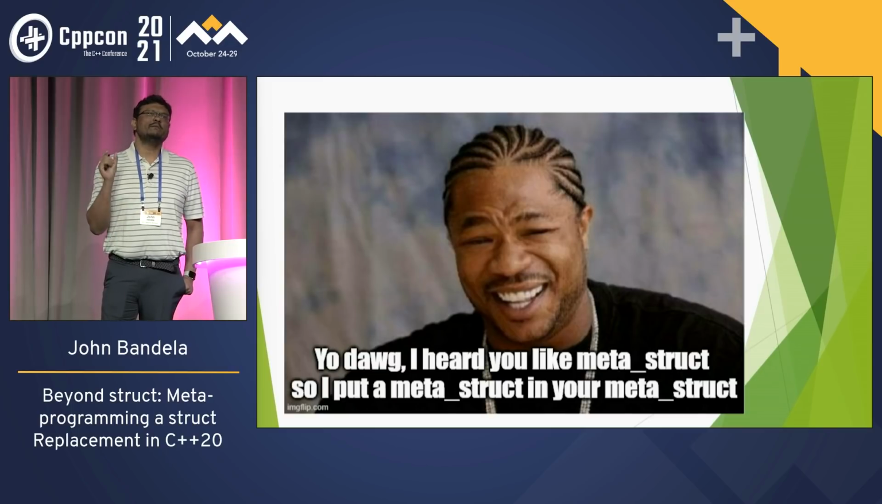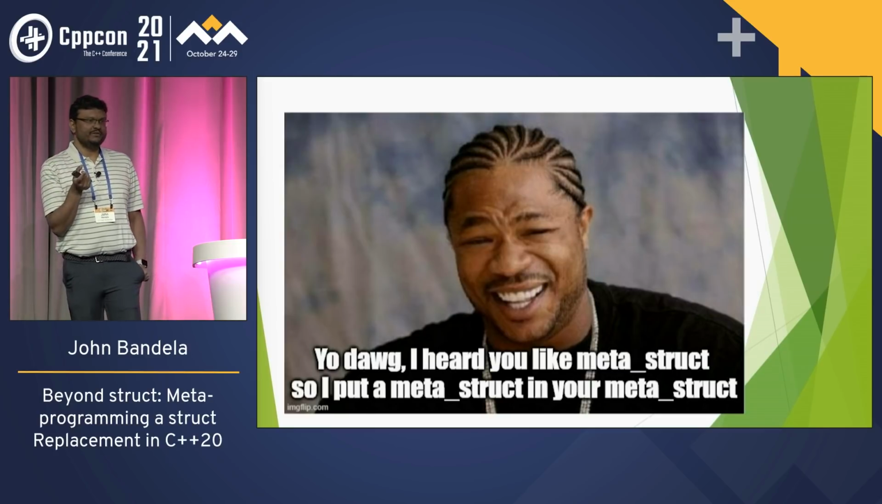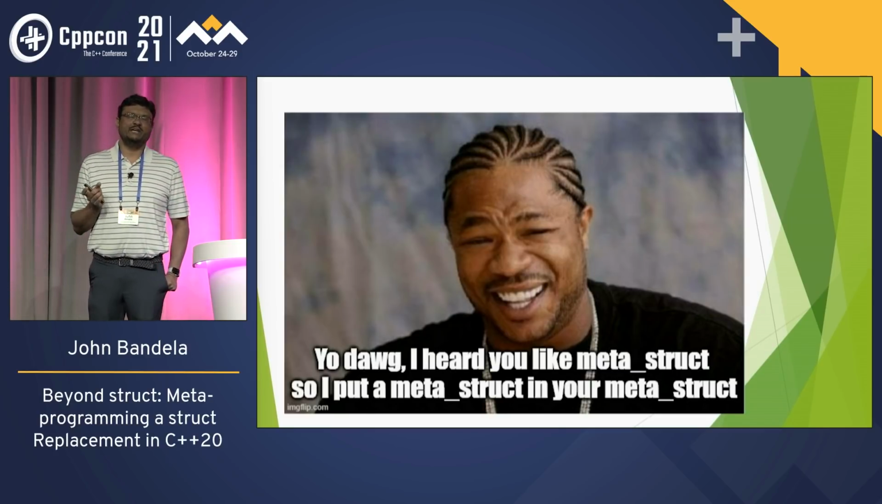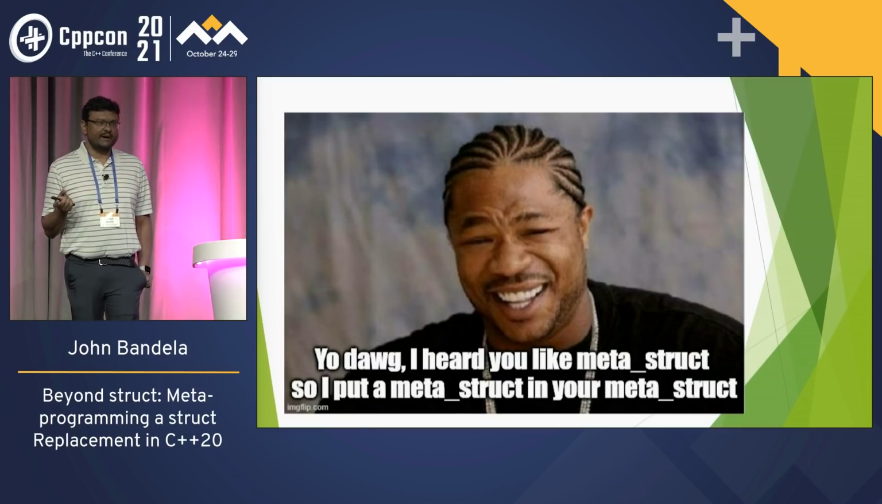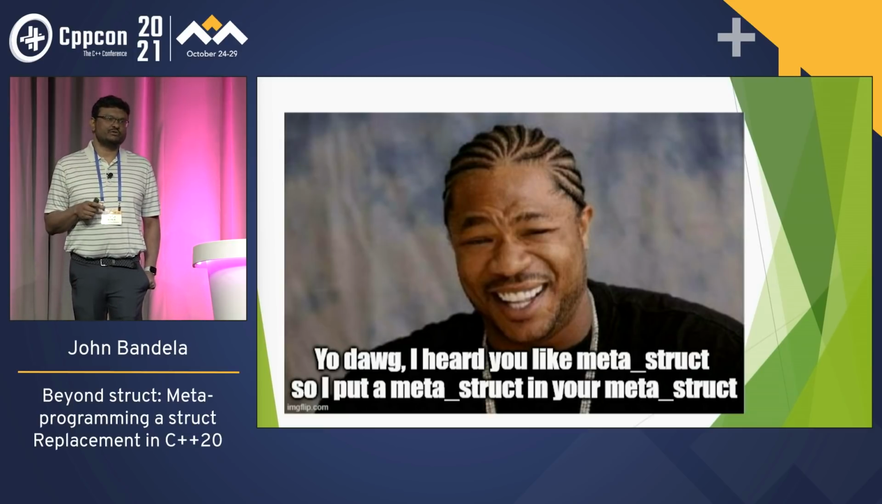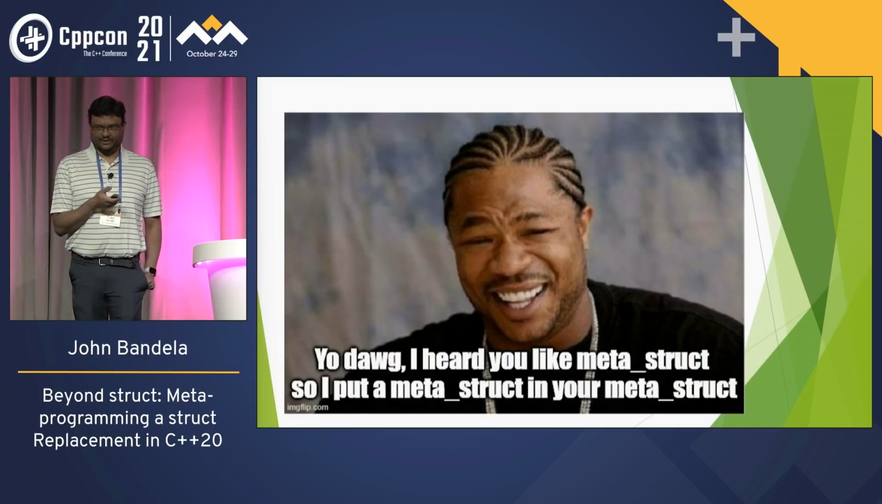So we can declare the metastruct above the member since we don't have it yet, and for the empty case, just specify an empty struct. And by the time we actually have members and we're adding them, the rest of the metastruct has already been defined. So that's how we can get around that circular thing, and code reuse. So I put a metastruct in your metastruct.